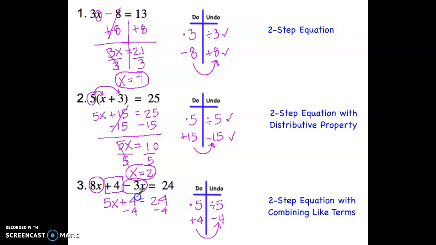4 minus 4 is 0. I'm left with 5x equals 20. And then my last step is to divide by 5. Which will leave me with x equals 4. And that is my final answer.